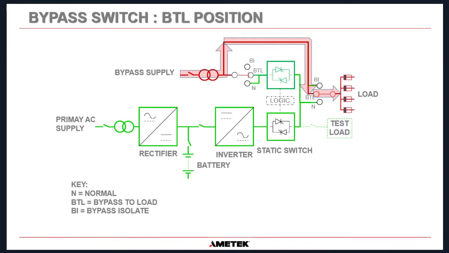So in the bypass to load position, power now flows from the bypass around the static switch and out through this bypass to load contact here to the load circuits. And the important thing to remember about the bypass to load position is it actually still keeps the bypass static switch inside the UPS energized. And really, the only reason we have the bypass to load position is for service engineers to come, do work on your UPS, and then test the operation of the static switch within the UPS while you are still on bypass supply. It allows us to do some testing of the system. Okay.